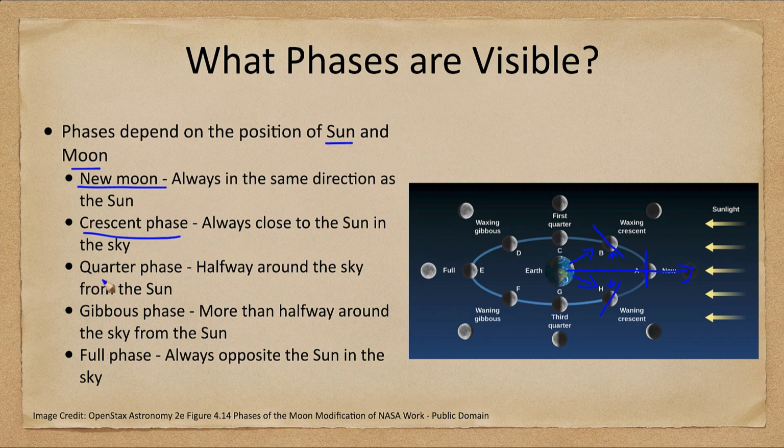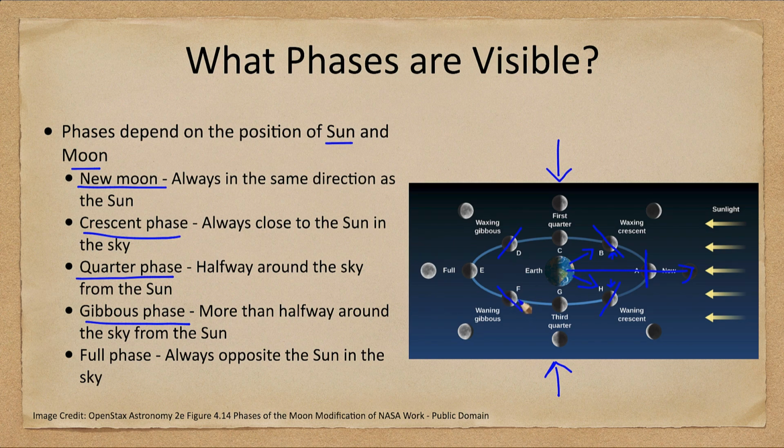By the time you get to the quarter phase, you're now halfway around. So the quarter phase, first quarter here and third quarter here. In first quarter, it's the right hand side of the moon that would appear illuminated. And in third quarter, it's the left hand side of the moon that would appear illuminated. Gibbous phases are more than halfway around, and again, you would see more than half of the moon illuminated.